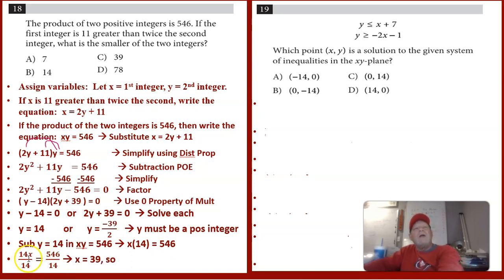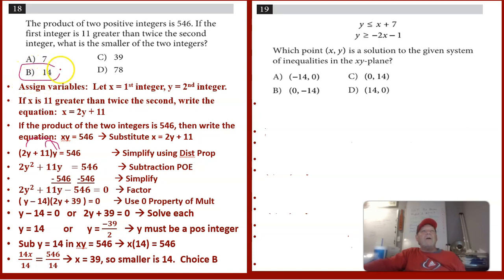So I divide both sides by 14. It cancels here, and I get x equals 39. So it's asking you which one's smaller, the 14 or the 39. So that would be choice B because 14 is smaller than 39. Lots of steps in that one. Hopefully you were able to get it right.